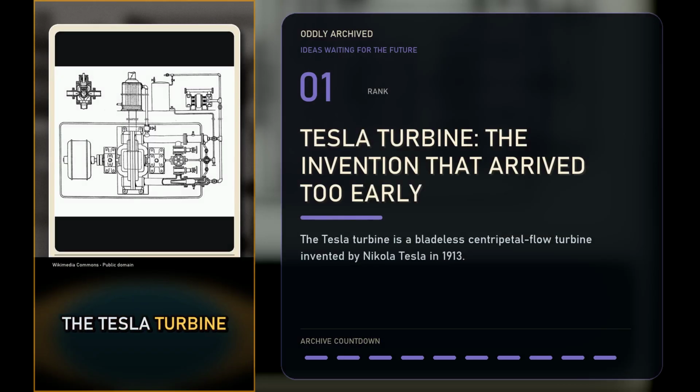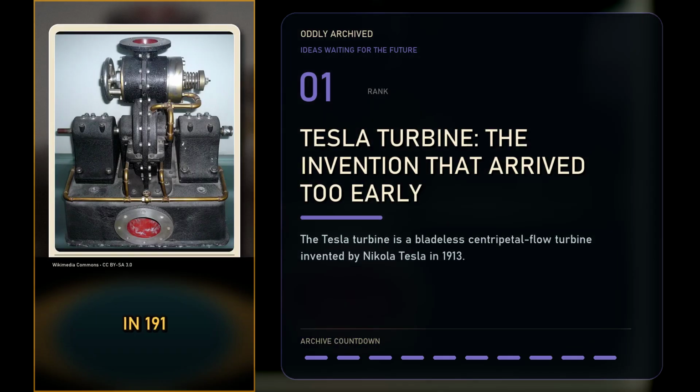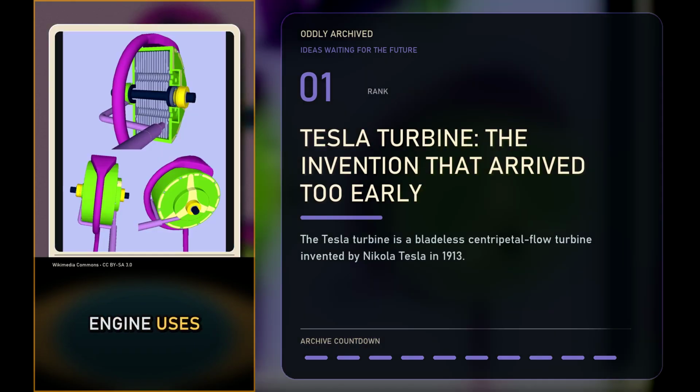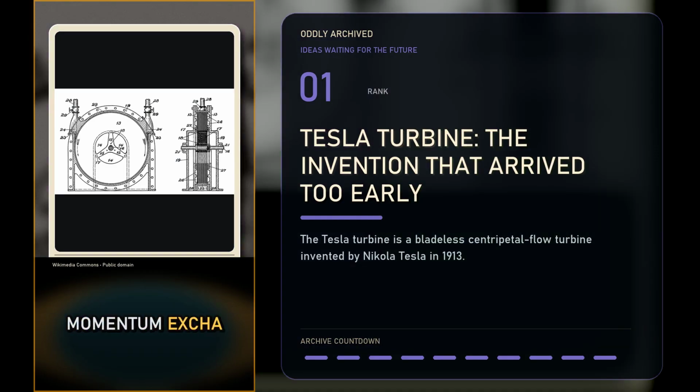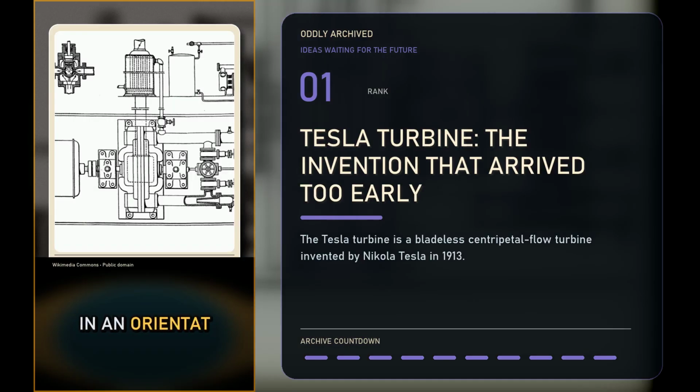The Tesla turbine is a bladeless centripetal flow turbine invented by Nikola Tesla in 1913. It functions as nozzles apply a moving fluid to the edges of a set of discs. The engine uses smooth discs rotating in a chamber to generate rotational movement due to the momentum exchange between the fluid and the discs. The discs are arranged in an orientation similar to a stack of CDs on an axle.